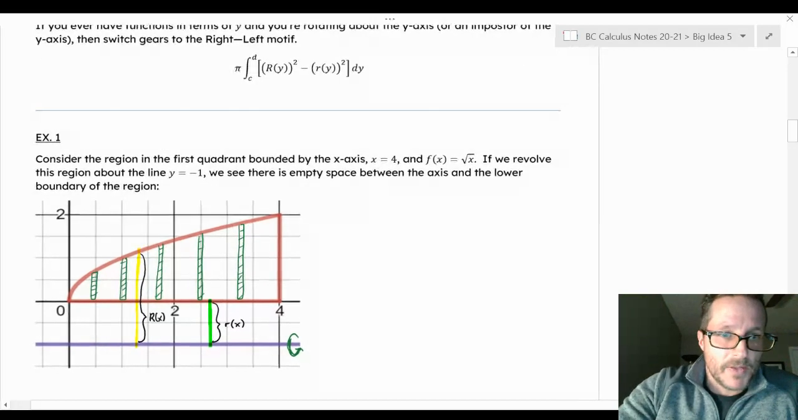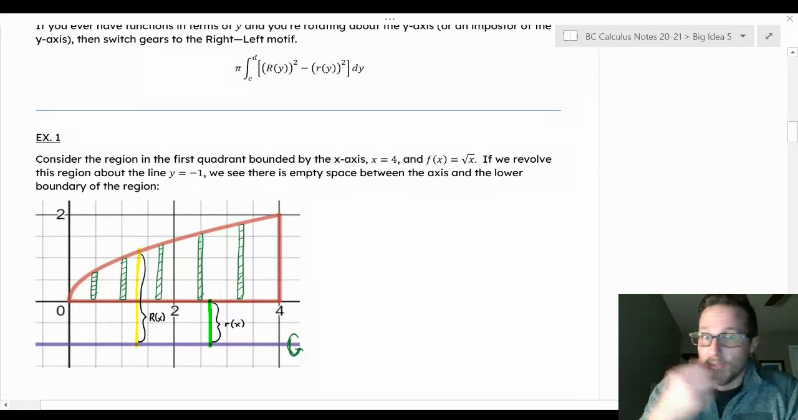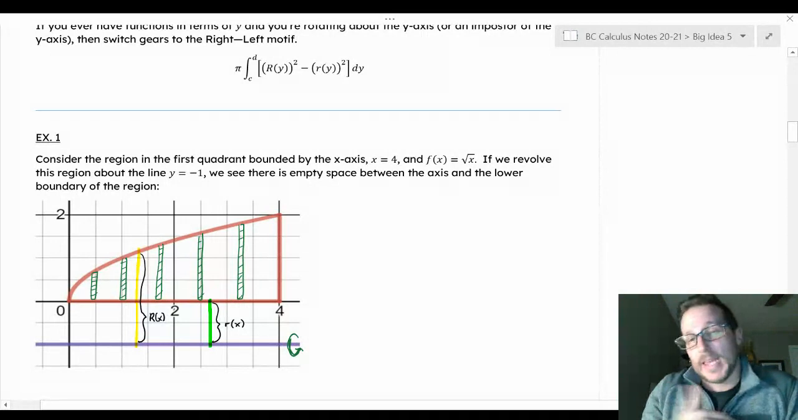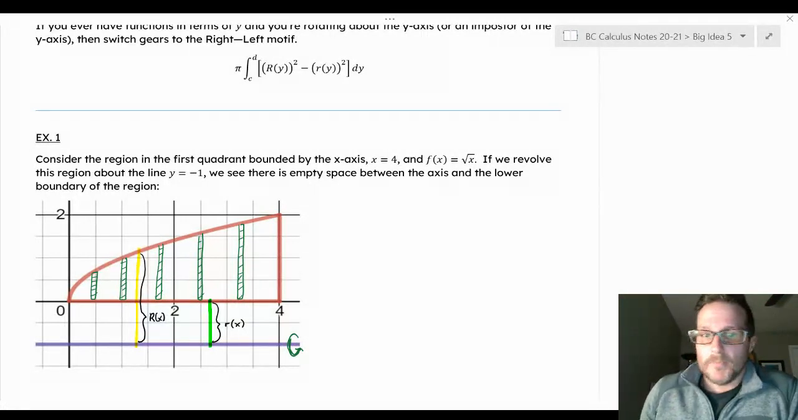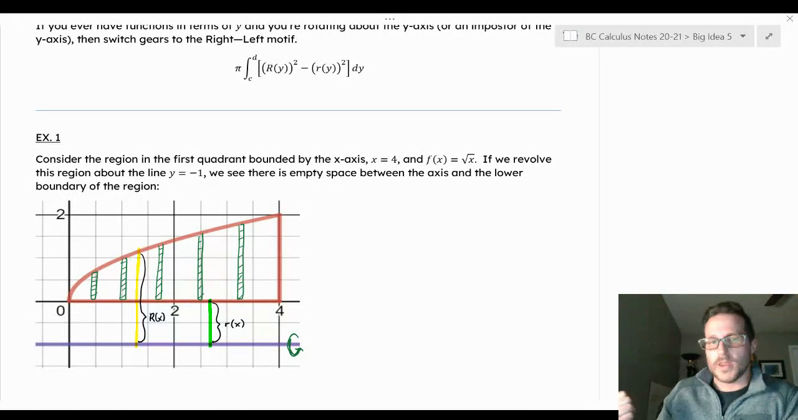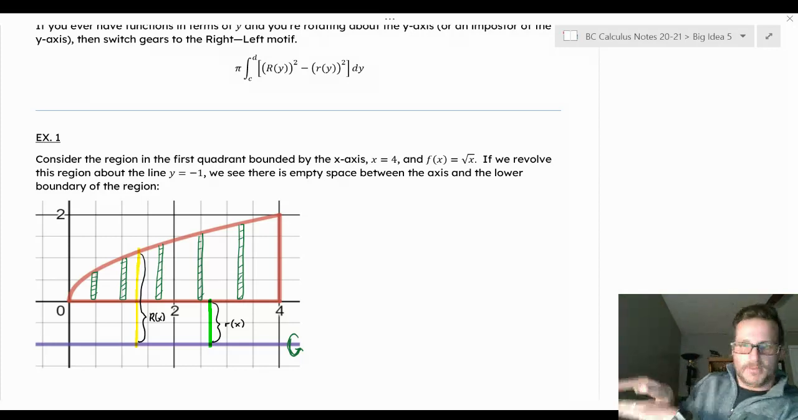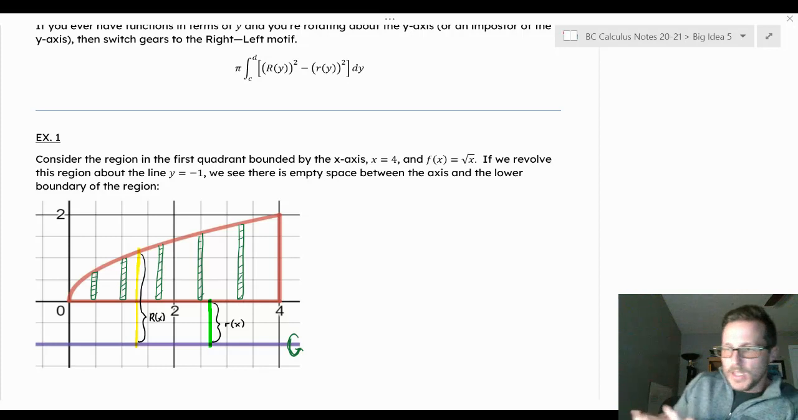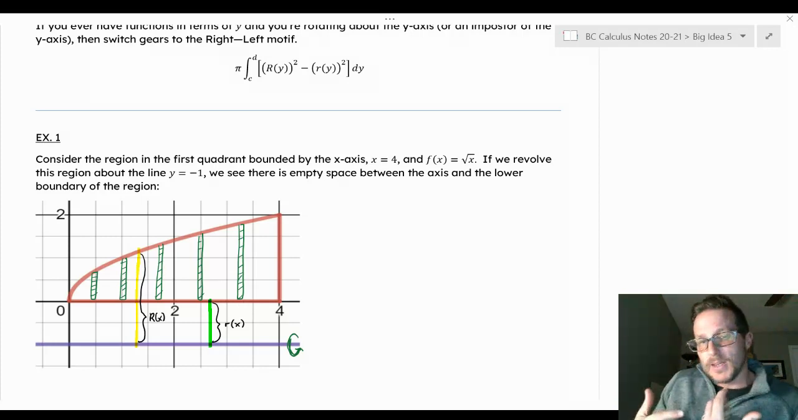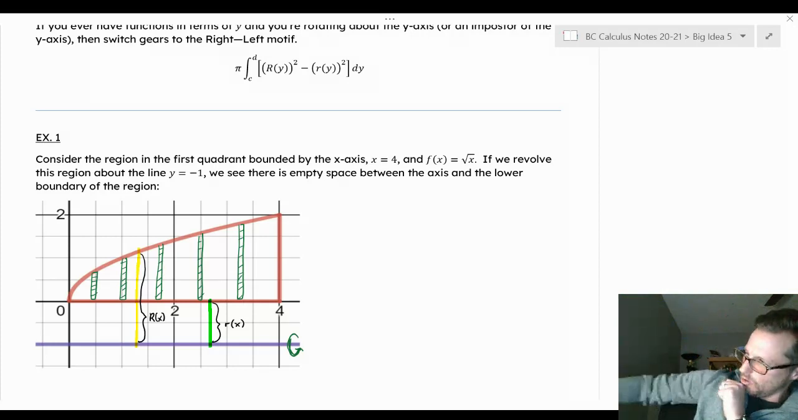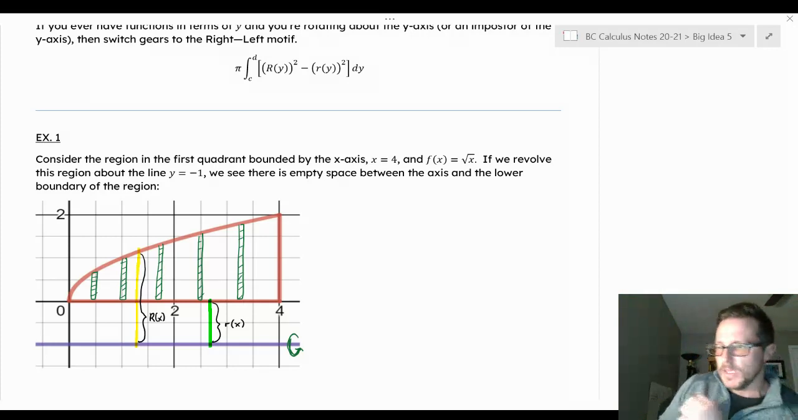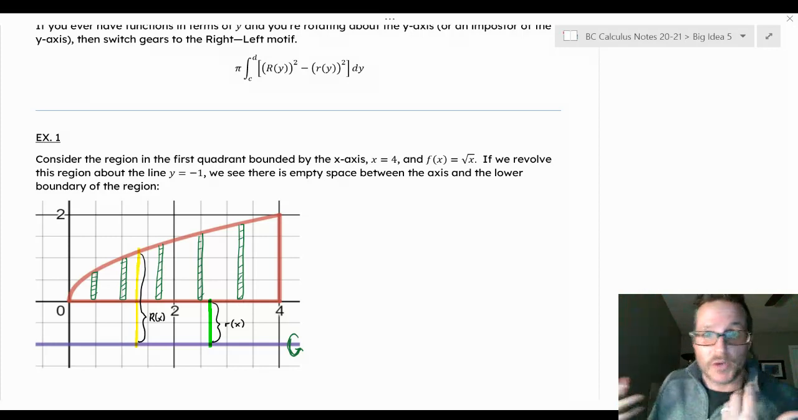I'm going to take the region that we saw in the other video. It was the region bounded by the x-axis, x equals 4, and then square root of x. We're going to rotate that this time around the line y equals 1. So you can see over here that between the region and the axis, there's a separation, right? There's a gap there. So this method is really not good for this one. We need this washer method because when we spin that around, there's going to be a hole all the way through the middle that we'll have to subtract out.